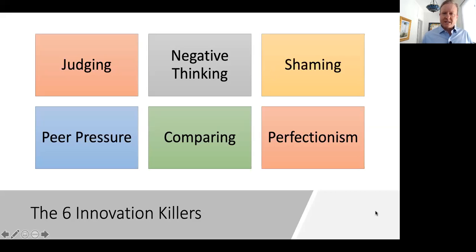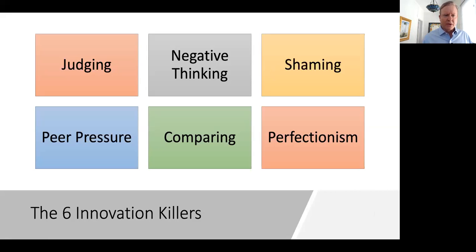Well, here are the 6 things that I have identified as actually harming. I call them innovation killers. Here are the 6. There's really 12. One is judging, people judging you negatively. There's negative thinking, someone in the group who just says all the ideas are bad. People shaming you, saying that's a bad idea. Why are you bringing that up?